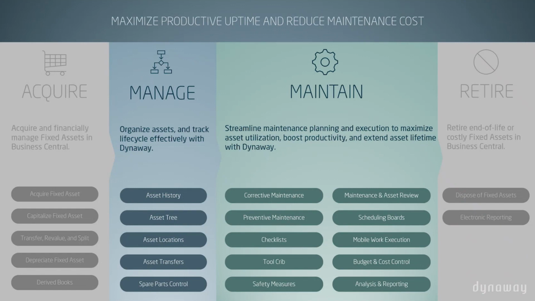So what is it that we do? It's the two stages in between: the management of your assets and the maintenance of your assets. That's all about maximizing productive uptime, reducing maintenance costs, and operating your equipment. Those two stages are what we're going to focus on today, and that's where we fit in, and that's where we enrich Business Central.